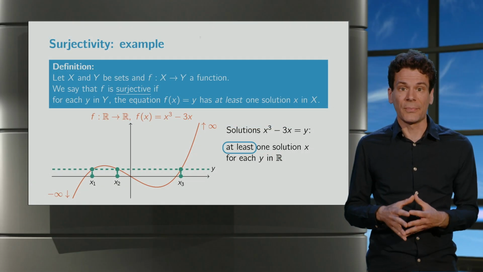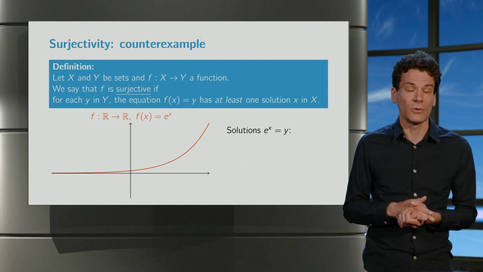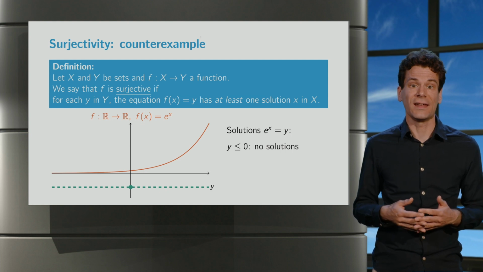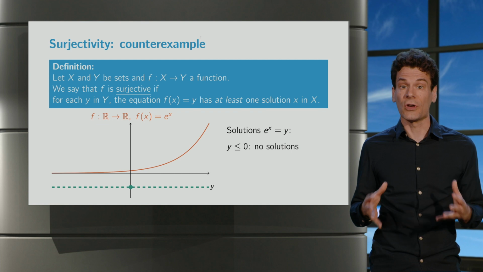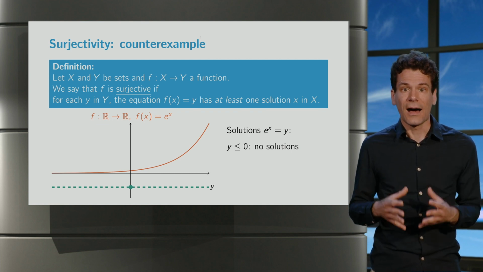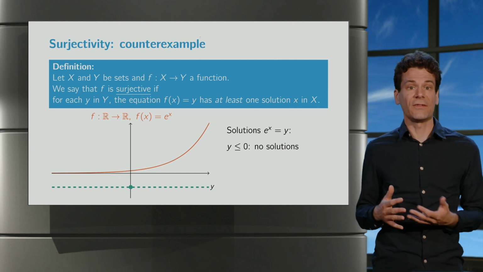A counterexample is the function from R to R given by f(x) is equal to e to the power x. For negative y, the equation e to the power x equals y does not have any solution, so this function is not surjective. How does this work for linear transformations? We can easily translate the definition.